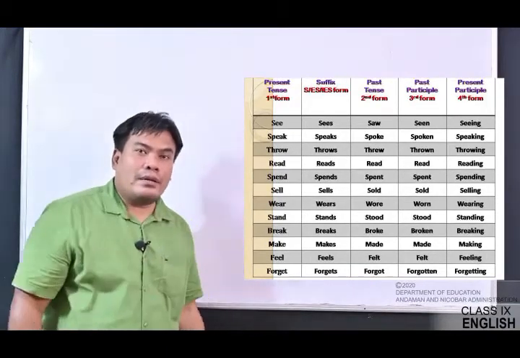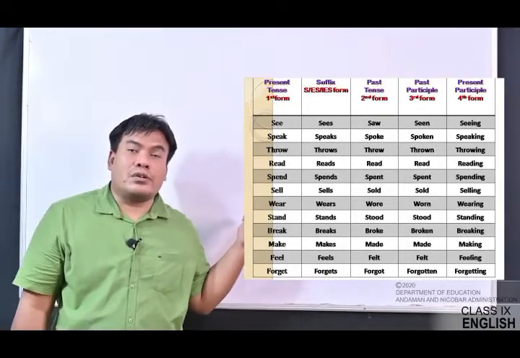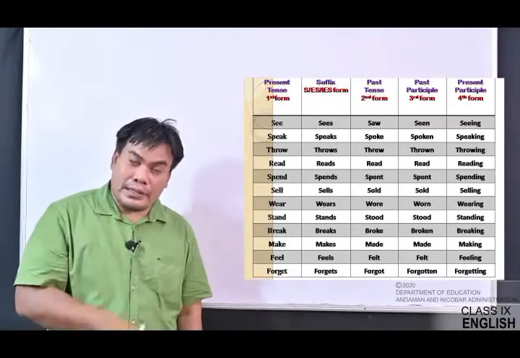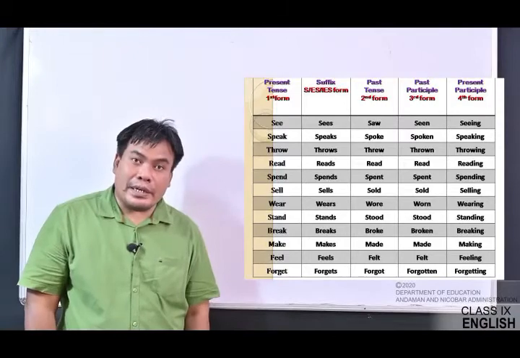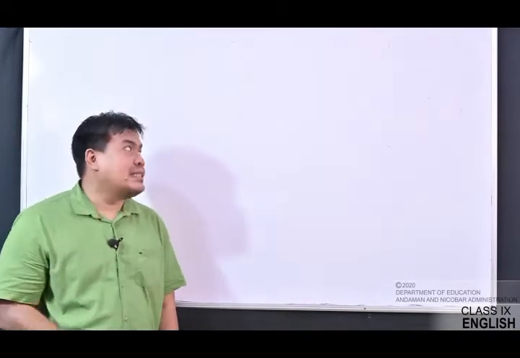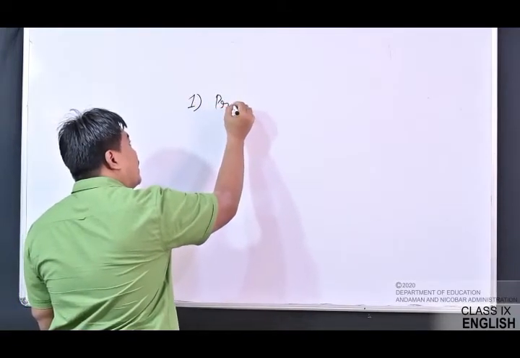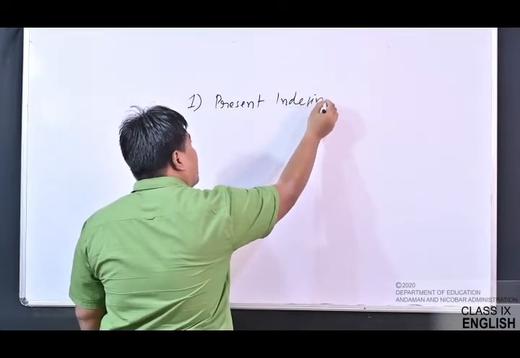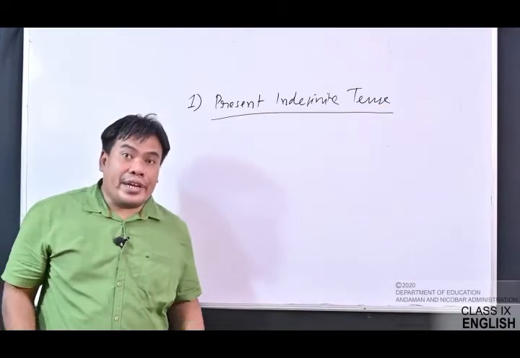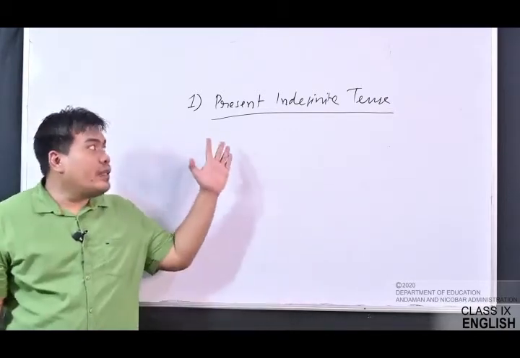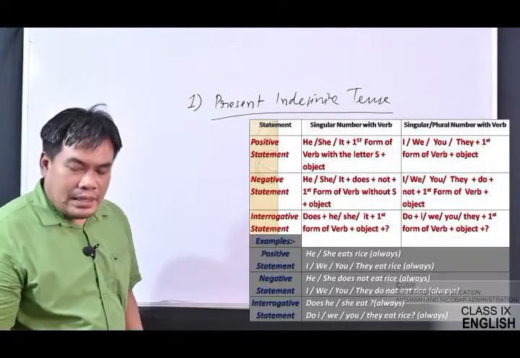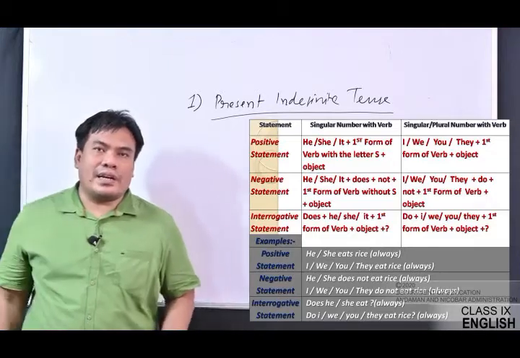Now, coming to that one, which was about the statement, singular number with verb and singular or plural number with verb. So he, she, it, you will be using the first form of verb. The first word, which is the main current word, you will be using in the present indefinite tense. We are learning present indefinite tense right now. What is it? The present indefinite tense. And I think I told you the meaning of that as well. The task that happens every day. So don't get confused right now. Here, look at this. We are dealing with and we are learning the present indefinite tense at this moment. And the table that is there on the screen is about this one, the present indefinite tense.